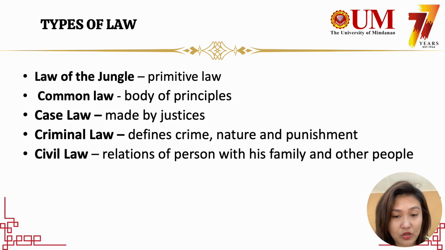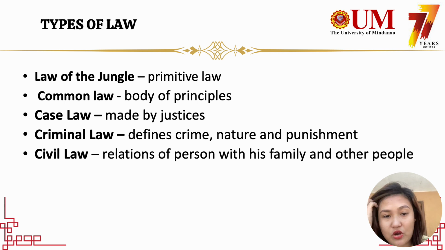The second law is the common law. It is the body of principles, a type of law known in other countries as the body of principles, practice, usage, and rules of action. And we have the case law, and it is being made by justices. So it's a type of law wherein it is decided in appellate courts, especially by the Supreme Court. And we have the criminal law. It's a type of law that defines crime, treats of their nature, and provides for their punishment. And we have the civil law. It refers to a law that governs the relations of a person with his family and other people.